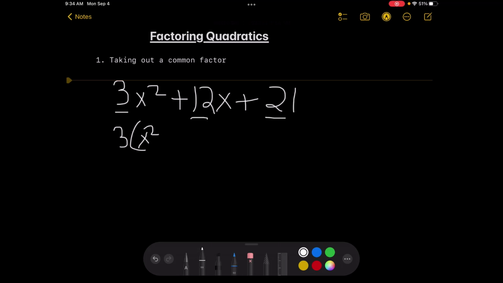So 3x squared divided by 3 is x squared. 12x divided by 3 is 4x. And 21 divided by 3 is 7. So we took this quadratic, took out a common factor, and we ended up simplifying with this. Now taking out a common factor can be useful for simplifying equations and solving equations in fractions as well.